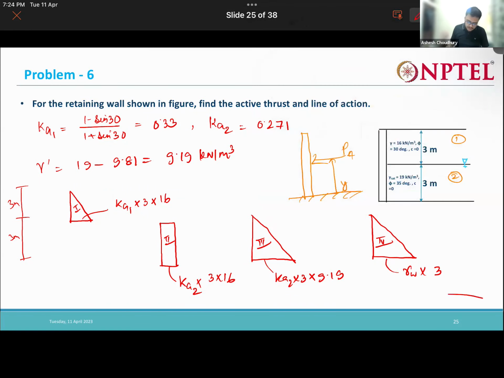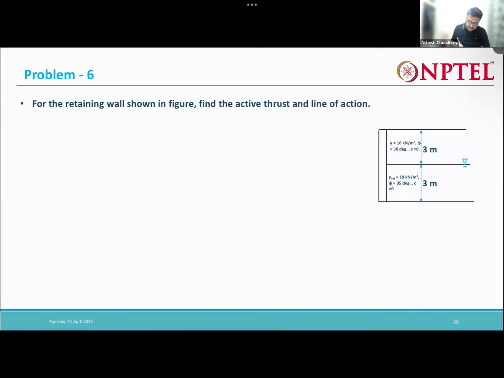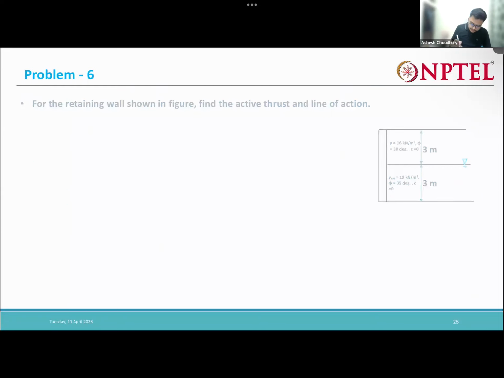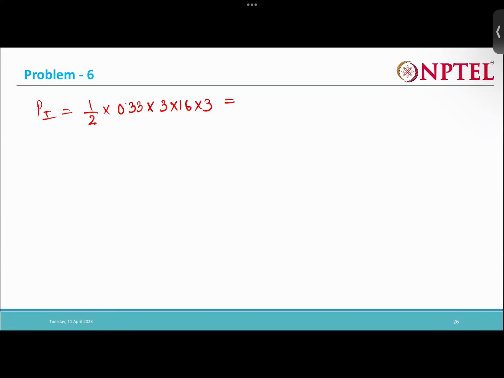Just solve. So let us find out P1. P1 is the area of this. This is half into 0.33 into 3 into 16 into 3. Half into 0.33 into 3 into 16 into 3. So it will be 23.76.